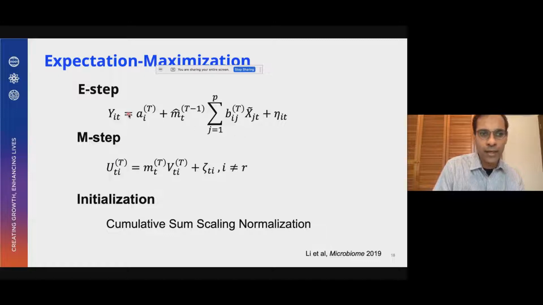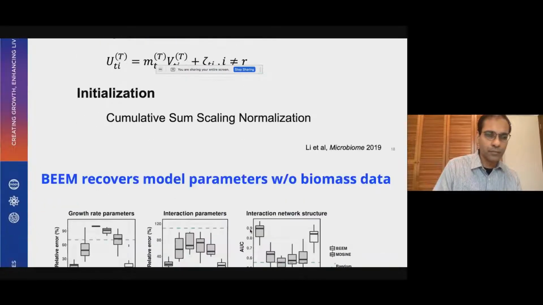So both of these steps have the form of a regression, and they can be efficiently solved. And you can ping pong between the E step, the expectation step, and the maximization step. Under certain conditions, this converges rapidly, and that is the case here. You need an initialization. Of course, you have to start somewhere. You do that by initializing the biomass or scaling terms with a very traditional metagenomic scaling approach, cumulative sum scaling. That provides a very good starting point for the EM algorithm.